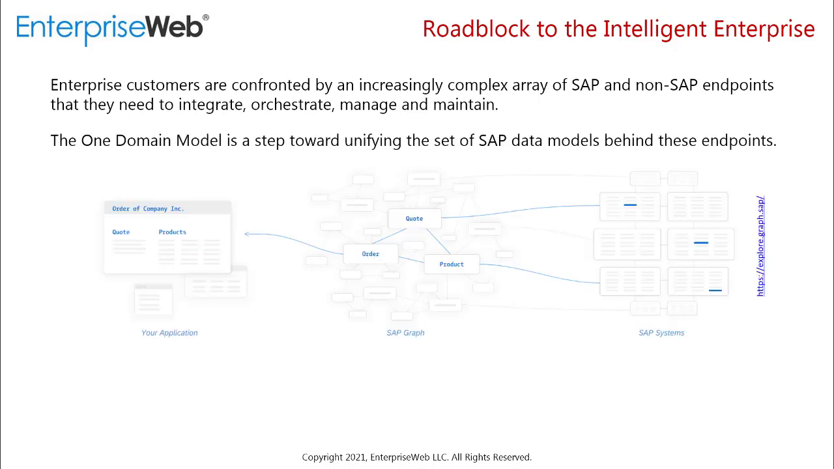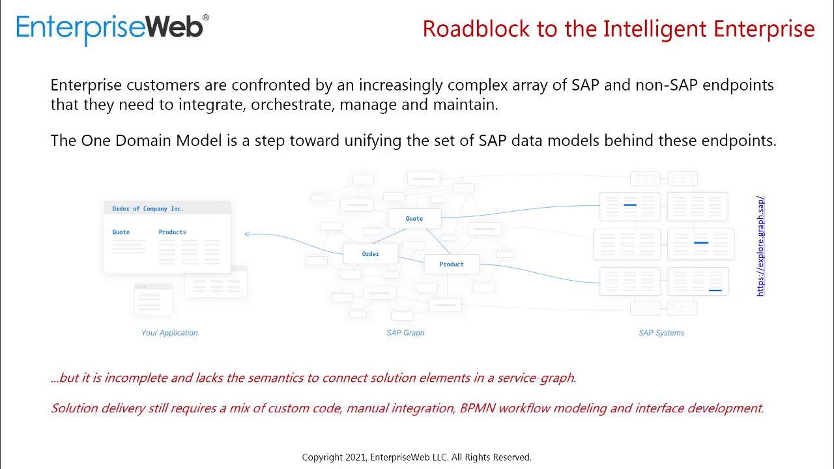SAP offers this one domain model, and it is absolutely a step towards unifying the SAP product portfolio. It essentially is a graph of all of their products. However, it actually lacks the semantics to use it directly to drive automation. So the solutions with SAP still require a mix of custom code, manual integration, BPMN workflow modeling, and interface development. Of course, that's time-consuming and expensive. It ends up in tightly coupled solutions that are brittle, hard to change, et cetera. Of course, this is not just SAP. This is what everybody is struggling with.